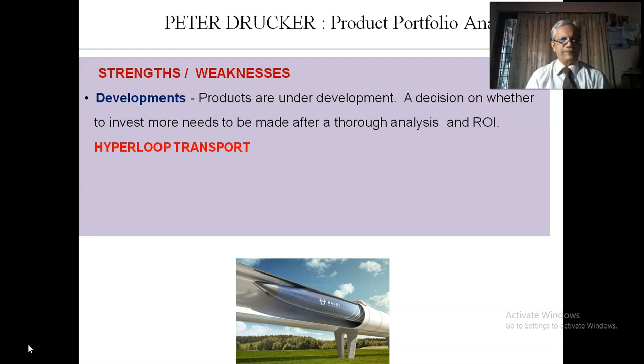First is the development. That is product under the development category. So a decision on whether to invest more or not needs to be taken after a thorough analysis of return on investment.